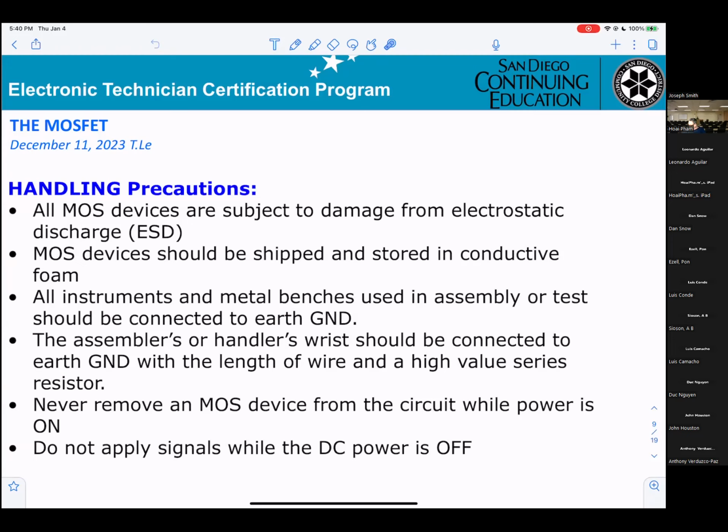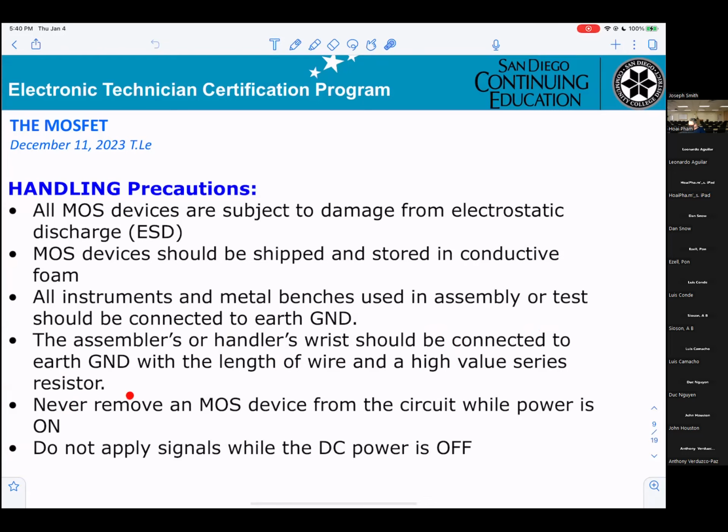The assemblers or handlers should be connected to the earth ground with a length of wire and a high-value series resistor.